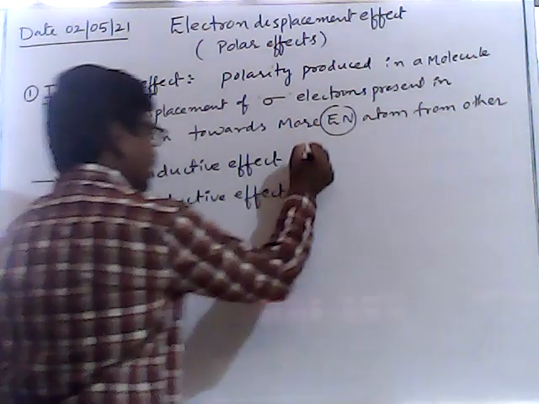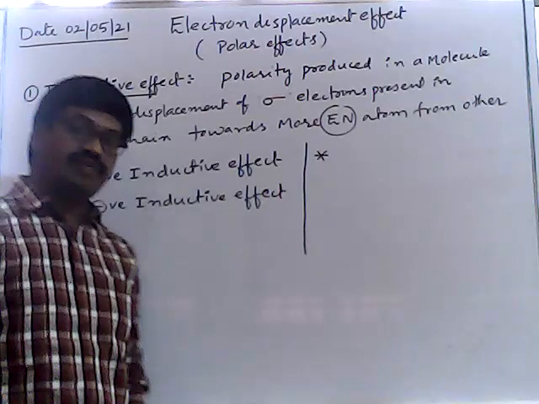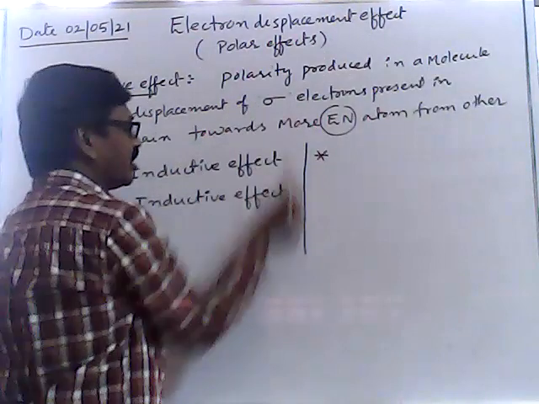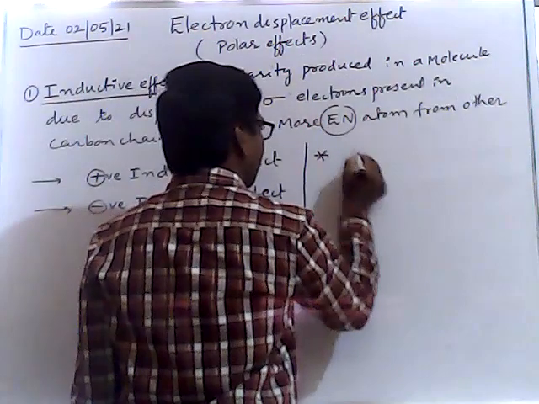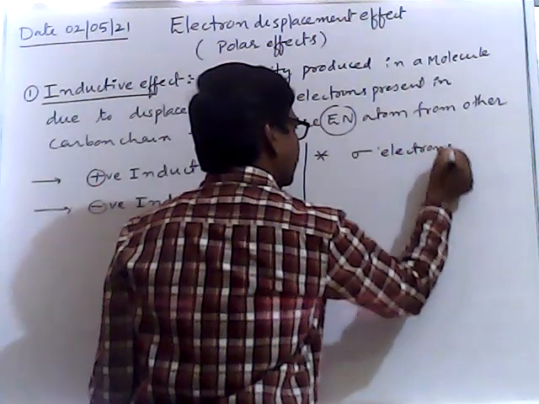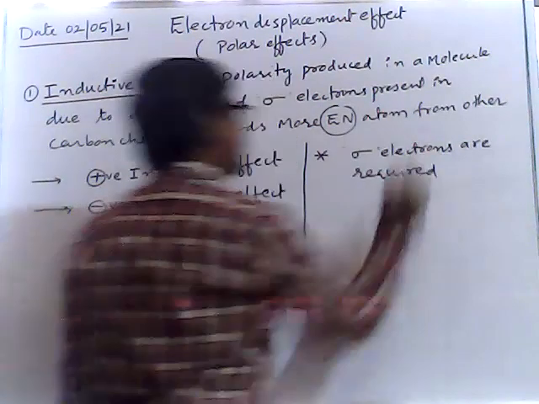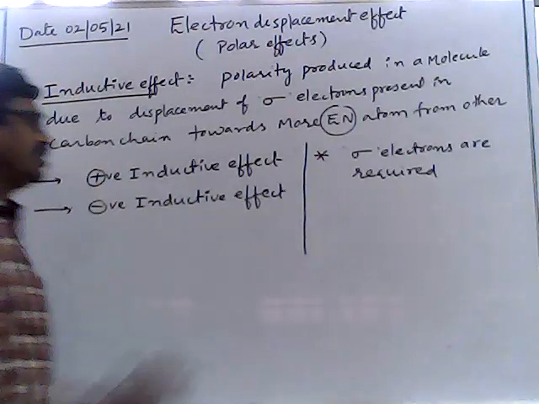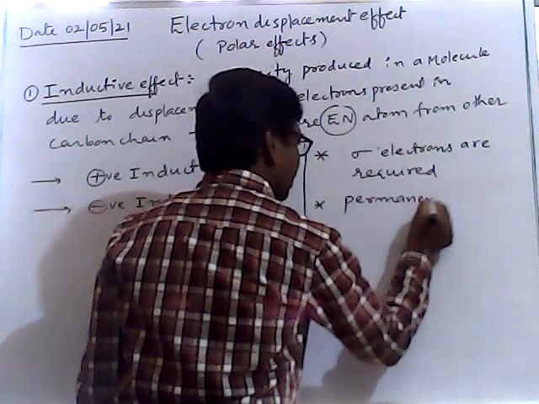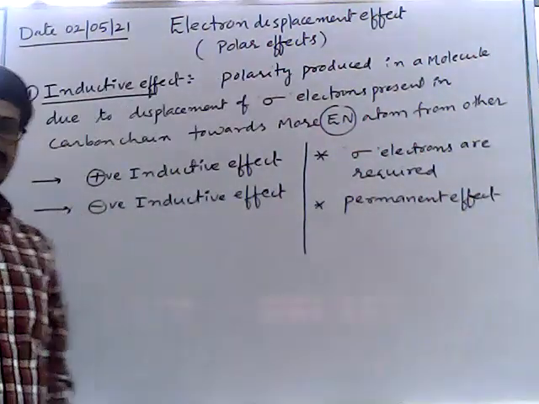See, particularly for this inductive effect, what are the conditions? In examination, they may ask conditions with respect to the definition. So polarity is created due to what? Here displacement of sigma electrons. Here the sigma electrons are required. Also, it is a permanent effect. Inductive effect is a permanent effect.